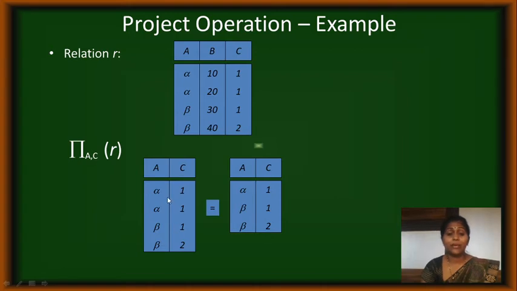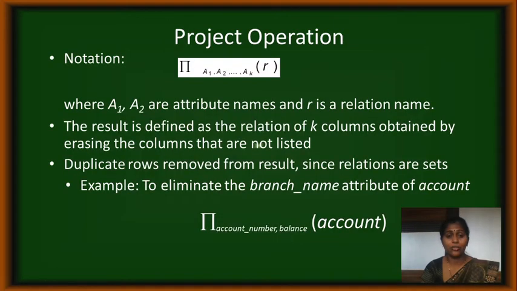But here what happens in this operation is I am having duplicate values. What does the project operation do? It retrieves only unique values. Alpha 1 was there 2 times, so it retrieved it only once, and then beta 1, beta 2. This is what the project operation does.